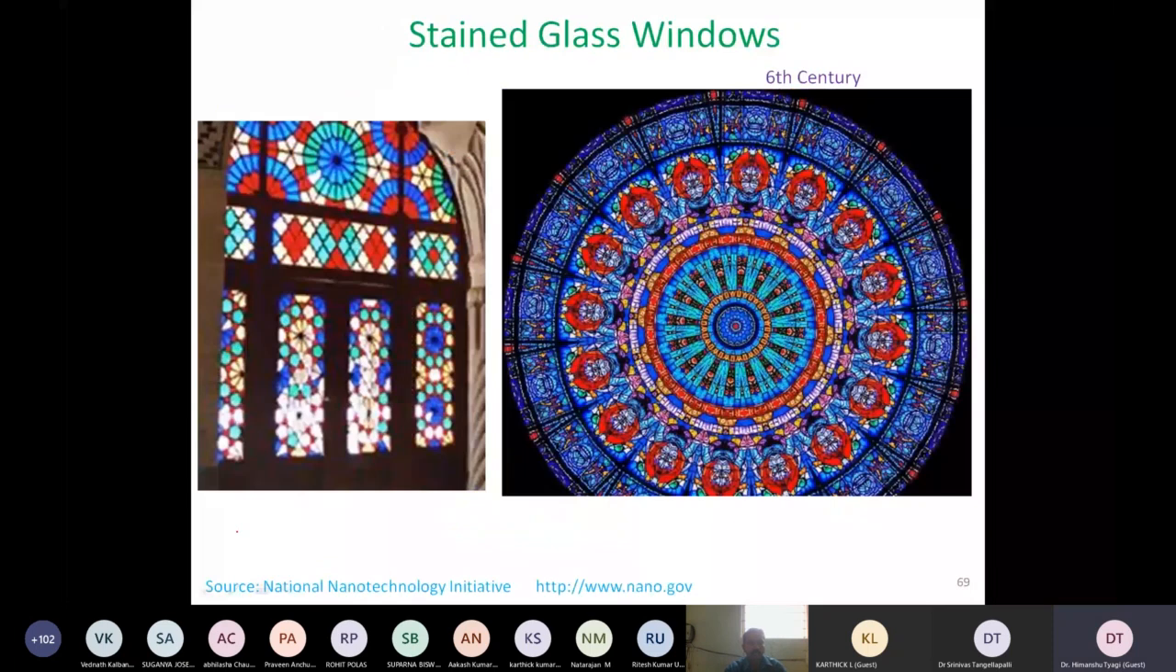Why are nanoparticles important, and what is the historical significance of nanoparticles? So let us try and see, have nanoparticles only been used recently in the last 20 years, or is there some example from much earlier?